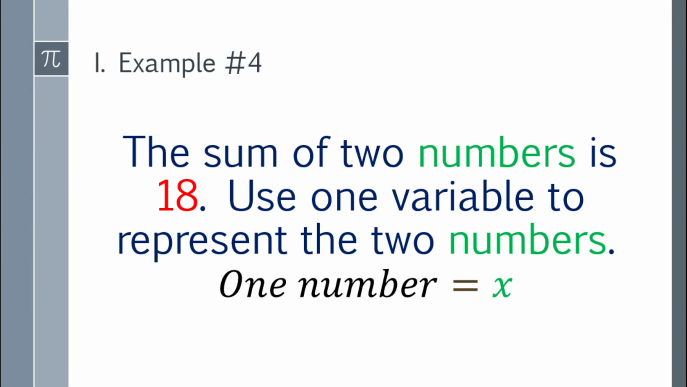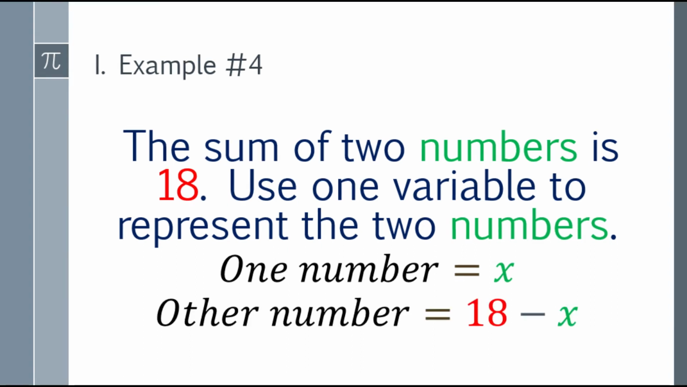So, one number natin ay x. So, ano yung pangalawang number? So, remember, pag in-add mo daw yung dalawang number, 18 ang sagot. So, gagawin natin, 18 minus x, yun yung magiging other number. Yung gagawin mo pag tinanong sa'yo, use only one variable to represent the two numbers pag nag-sum. Although sum siya, so we're looking for the other number. Okay? Hindi naman pwedeng plus din siya, di ba?